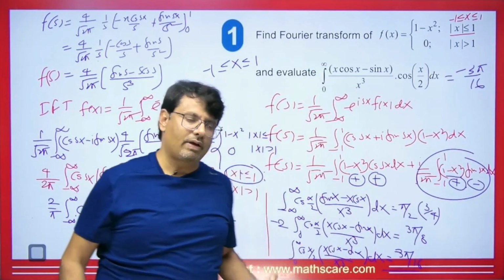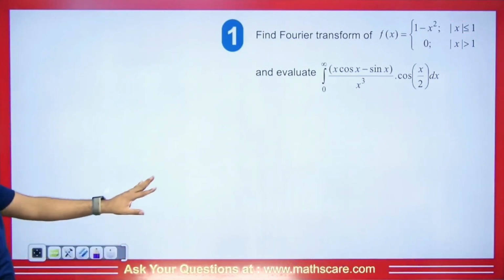Thus we can very easily prove it in this way. This is an important question and it is also asked in the exam.